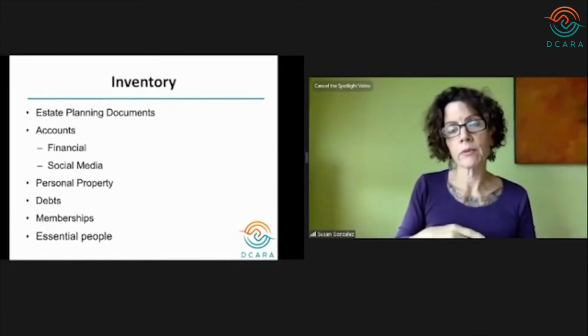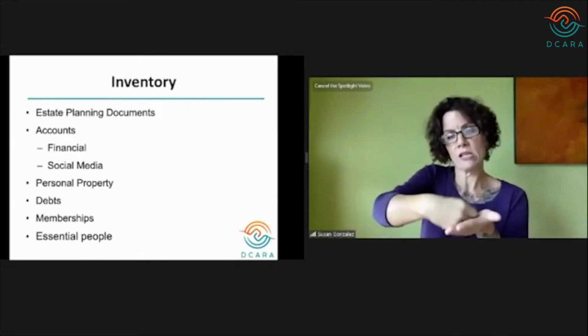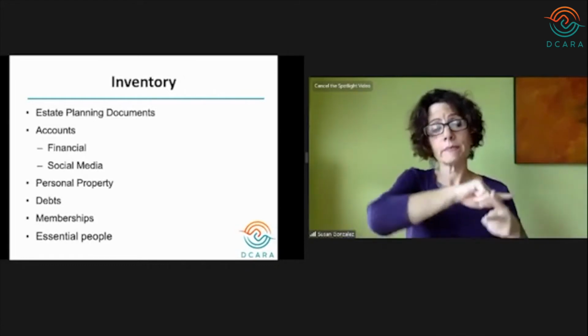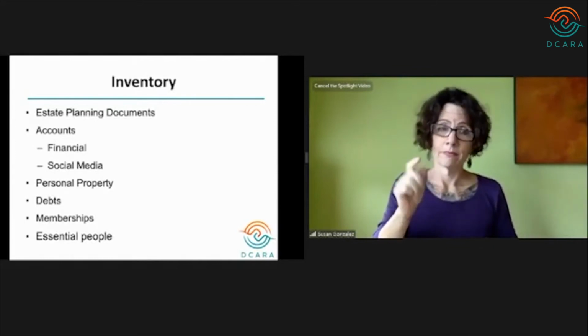Included with your finances is your insurance policy, whether that be life insurance, for example. Make sure you have copies included with all of your financial documents and that paperwork. Have it ready.